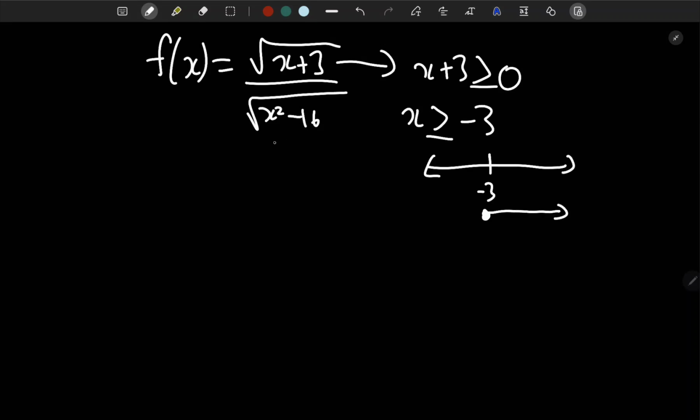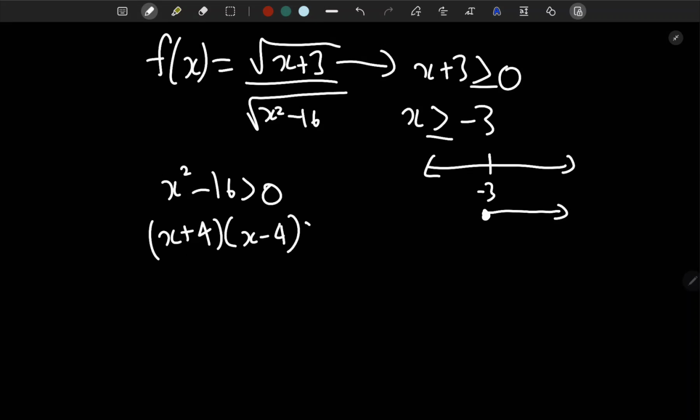Now for the denominator, let's quickly factor this. The two rules are that the denominator cannot be 0, and for the square root it has to be more than or equal to 0, right? So to satisfy both of the conditions, we can just remove the equal to sign, and now we can factor this. So it will become x plus 4 times x minus 4, the difference of perfect squares, is more than 0.